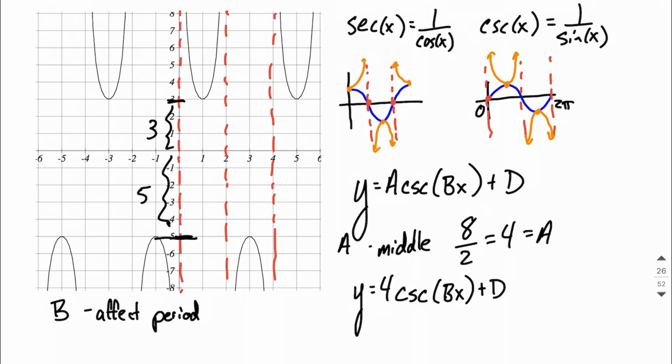It looks like it starts at the y-axis for one period, and it ends at the third vertical asymptote that I've drawn in there. So that begins at 0 and ends at 4. So the period here is 4 for our graph. Now how that connects together with B is we always take the original period for cosecant and divide it by whatever B is.